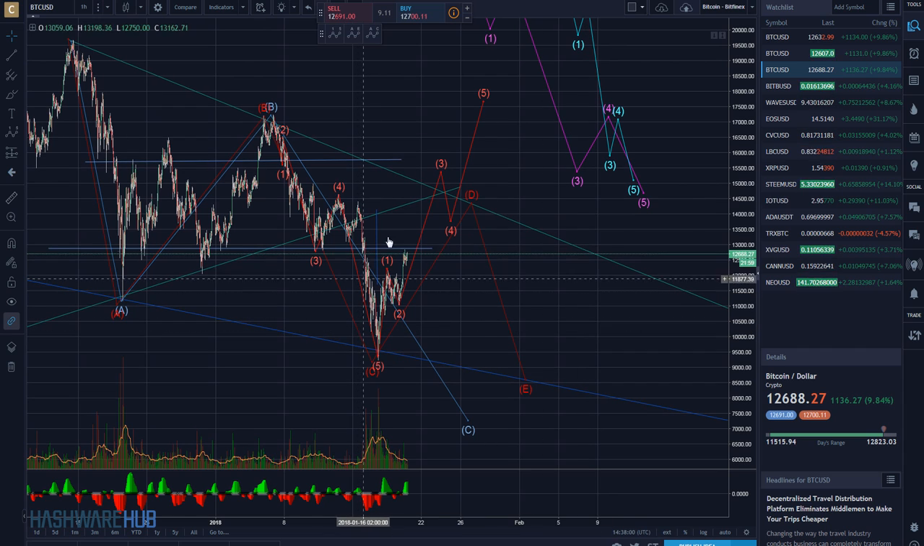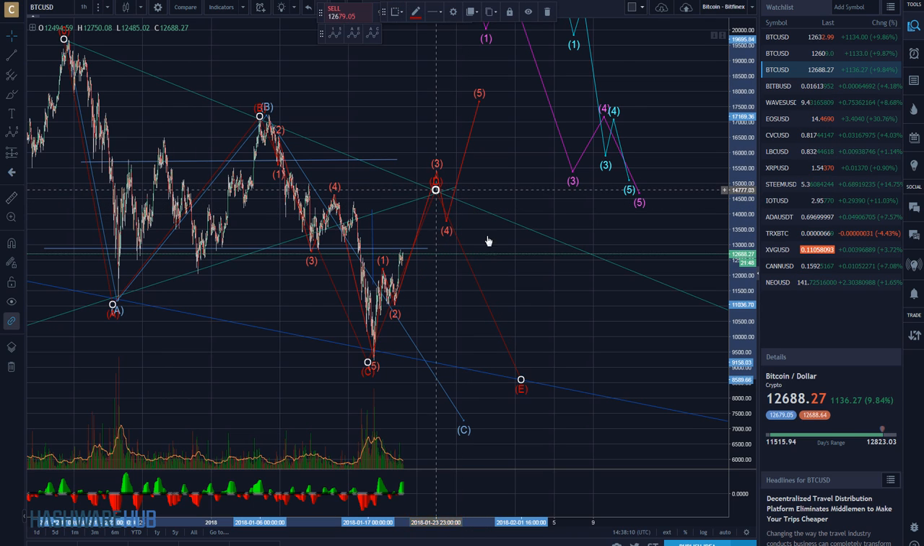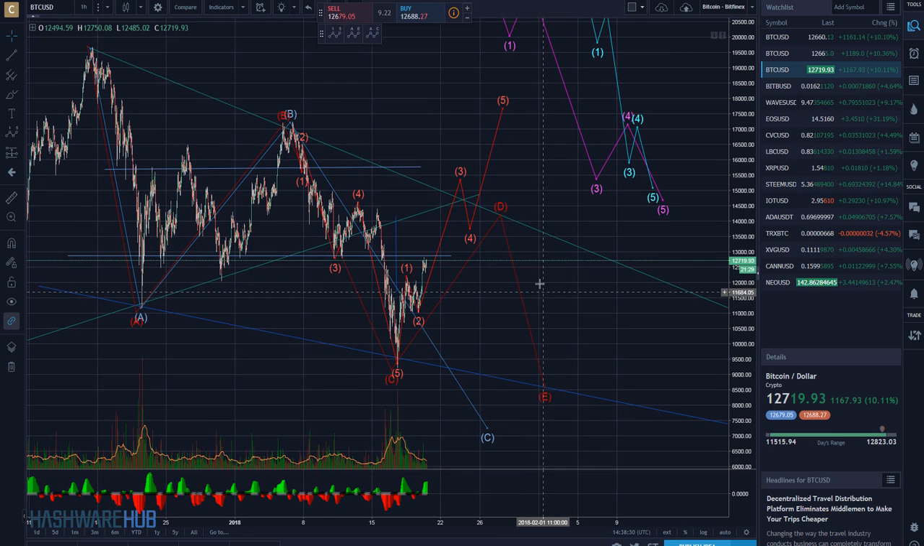So if the market makes it up here, we're going to be looking for a 3 and a 4. But it's going to be very difficult to tell if this is a 3 and a 4 or if this is really just a D. If this is just the D, and then we're just making a 1, 2, 3, in other words, an ABC down. The D really should be here, but I just have it over here so it's not a big mess, or not a bigger mess.